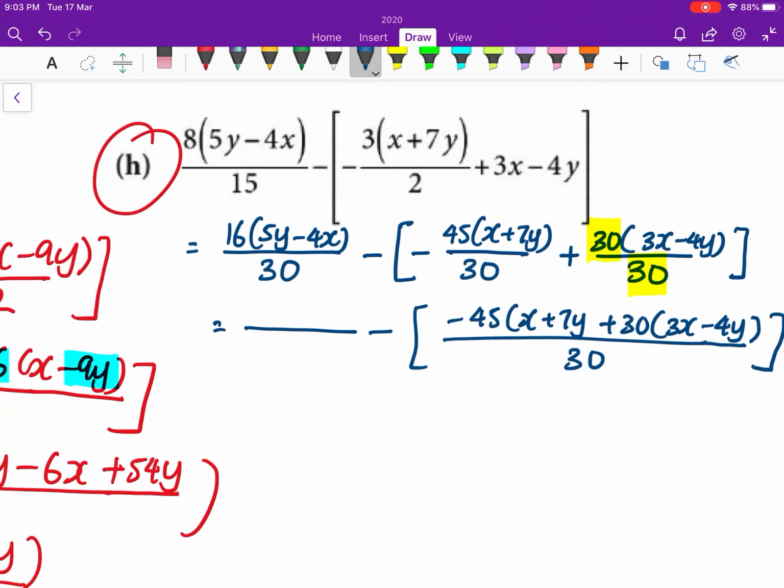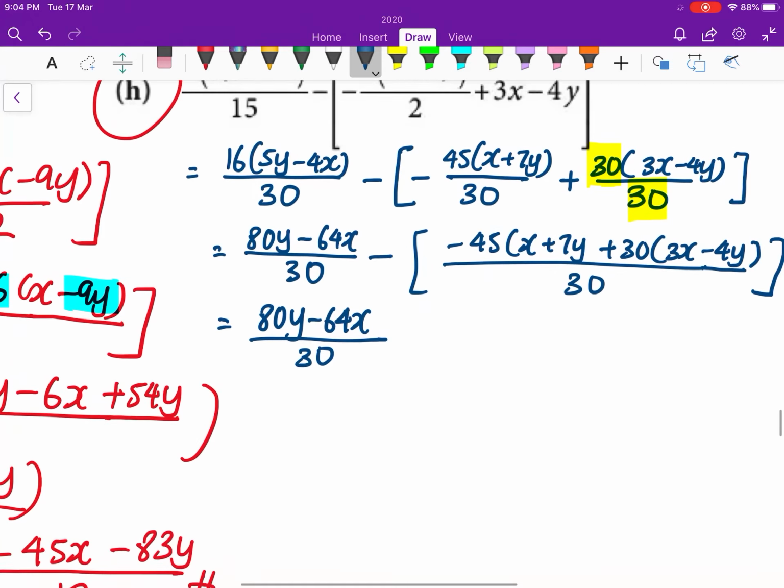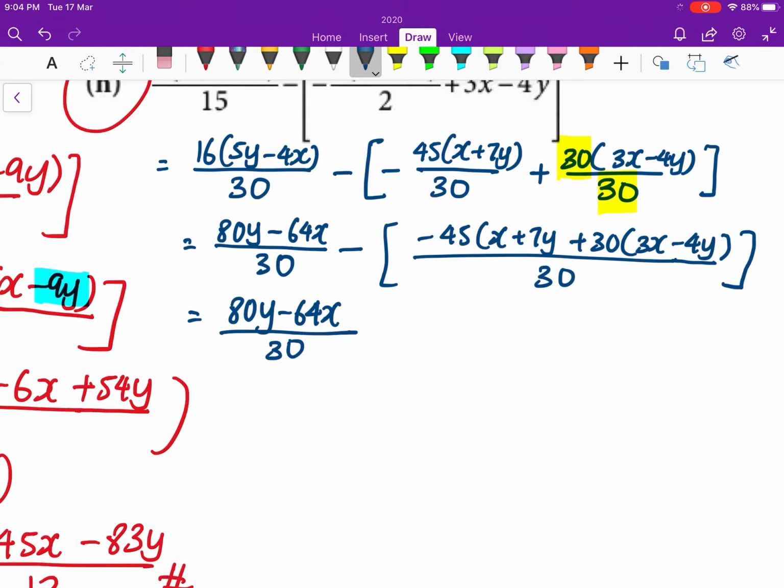For this, actually we can do something to lift this side. 16 times 5. We have 80y minus 4x times 16. Negative 4x times 16, 64x over 30. Let's rewrite this. We can do this at the same time because it will not affect the other side. Okay, so on the other side, let's try to simplify. Okay, I forgot to close the bracket here. Okay, let's simplify within the bracket.